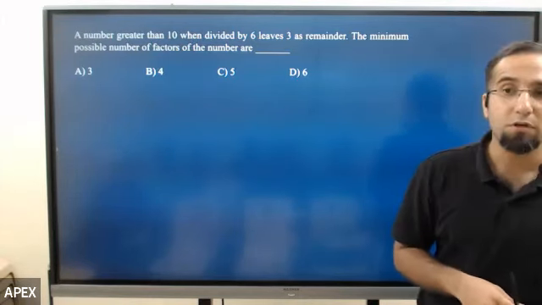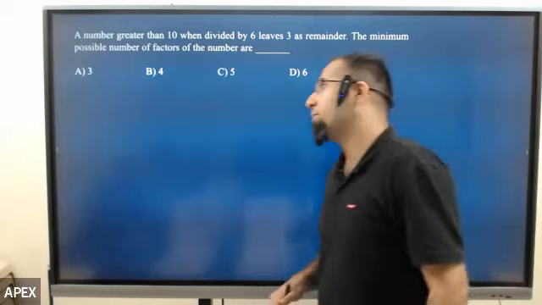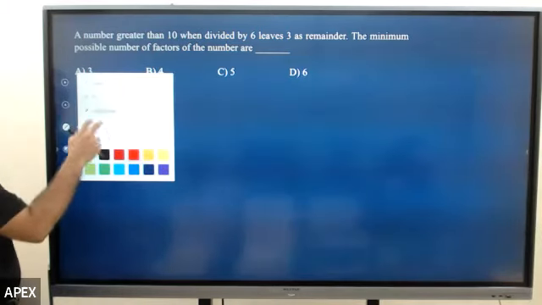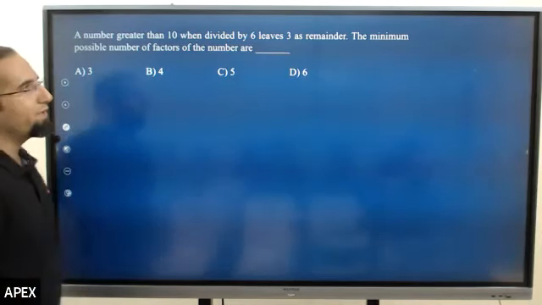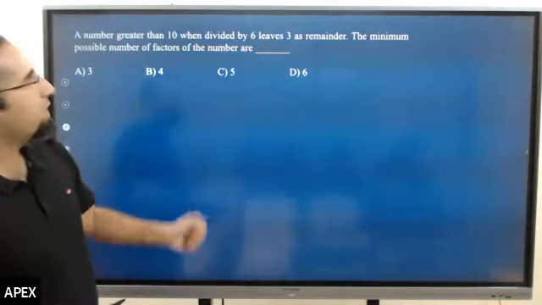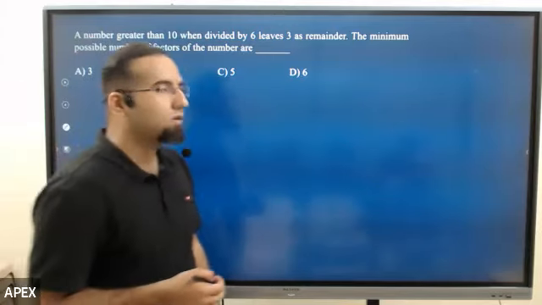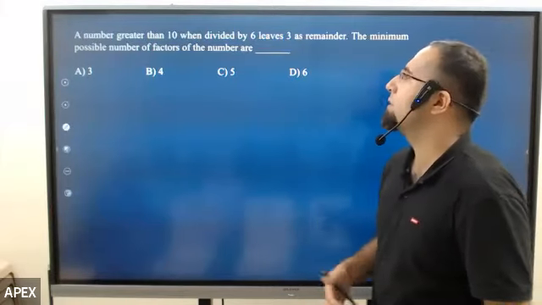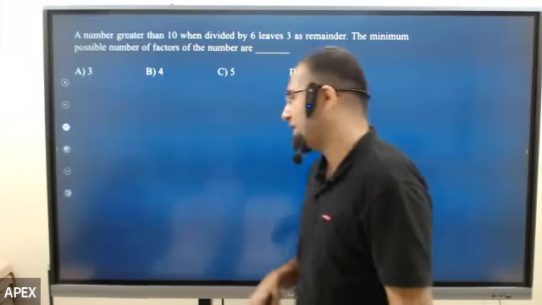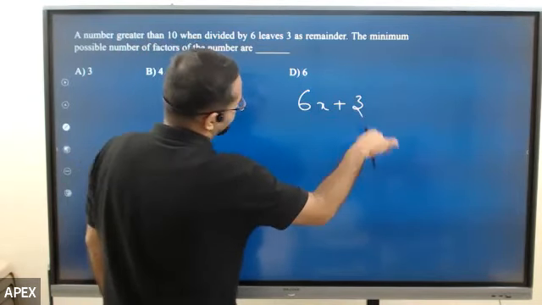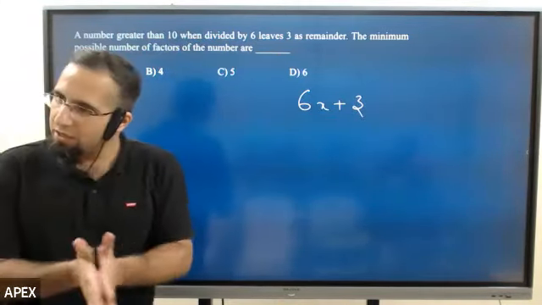Did you crack this question? What is the logic behind this question is more important. I would have seen this question and given it 2 minutes, tried solving, and got out of it. If I see this question: a number greater than 10 when divided by 6 leaves 3 as a remainder, and the minimum number of factors of the number is how much? If a number divided by 6 leaves 3 as a remainder, that means 6x plus 3 is the format of the number.